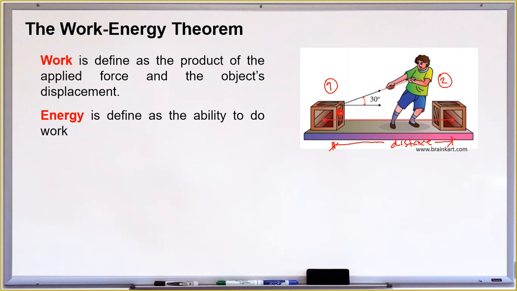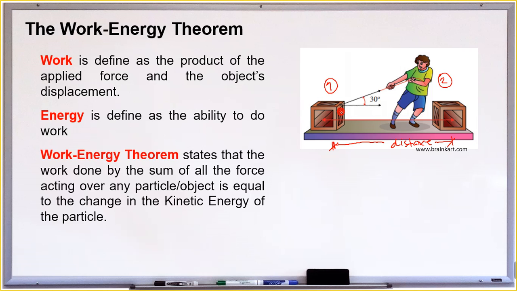So again, energy and work are related. So without energy, we cannot do work, because of course we cannot move if we have no strength, in simple terms. So work and energy are interrelated. So to combine these two concepts, we have here a theorem. It states that the work done by the sum of all the forces acting over any particle or object is equal to the change in the kinetic energy of the particle.